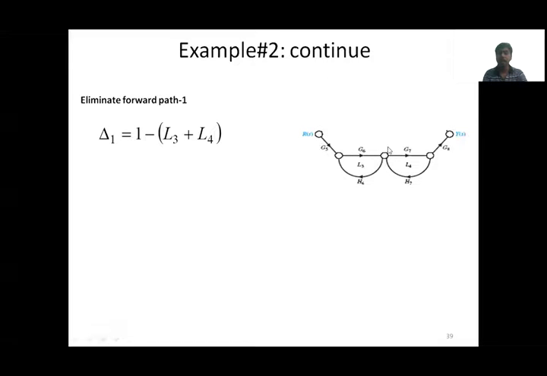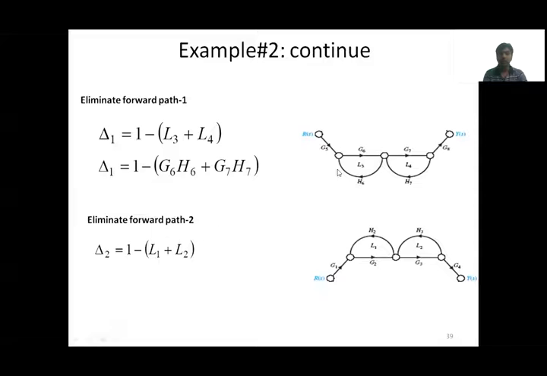In this path, any loops are present? Yes. See, even after removing the first forward path, still some loops exist here. This is L3 and L4. Therefore, delta 1 is equal to 1 minus of these individual loops which are not touching the first forward path. So L3 plus L4. Then substitute L3 value and L4 value. We'll get like this.